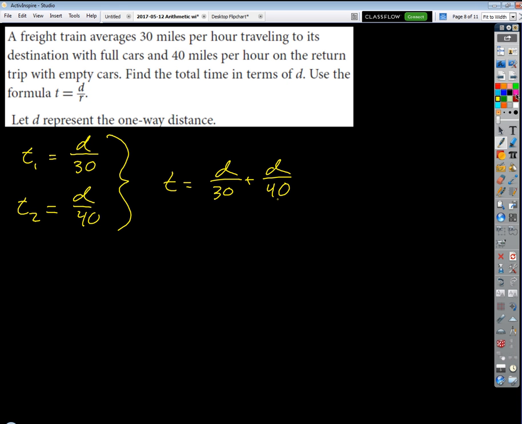So I would just multiply the first one by what? 4. 4 over 4. Second one we multiply by 3 over 3. And there you have it, right? 4D plus 3D is what? 7D. Over 120, so we end up with 7/120 times the distance. Okay, there it is. All right.